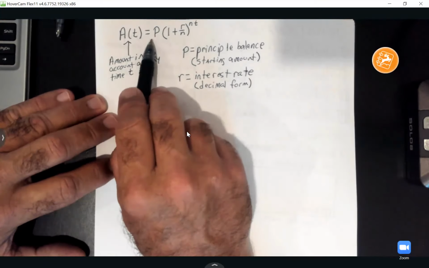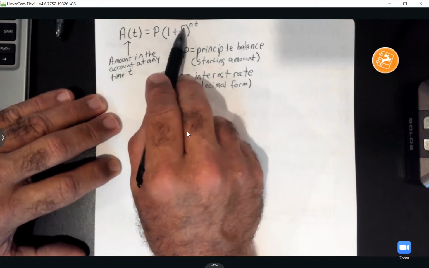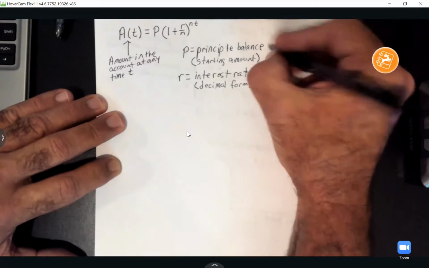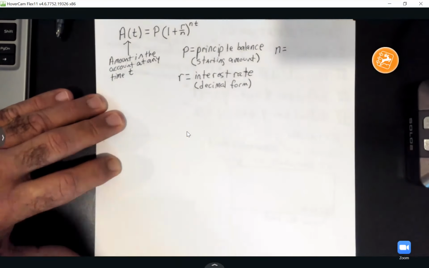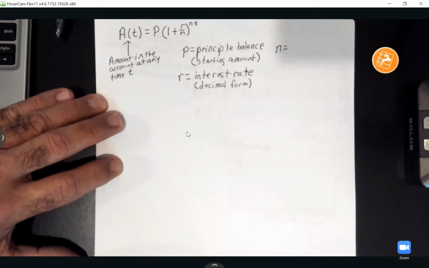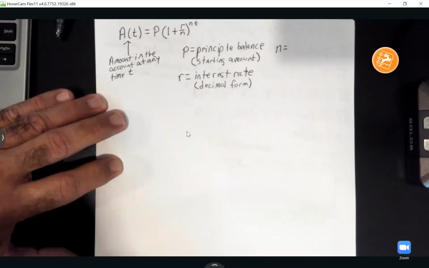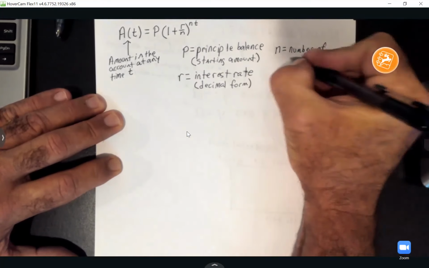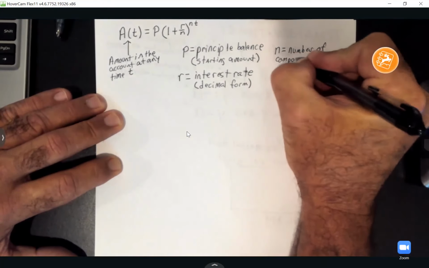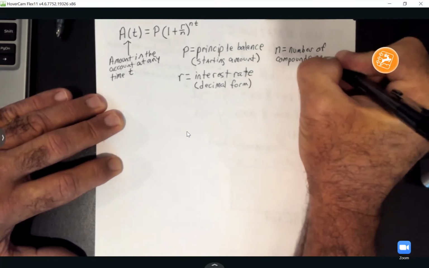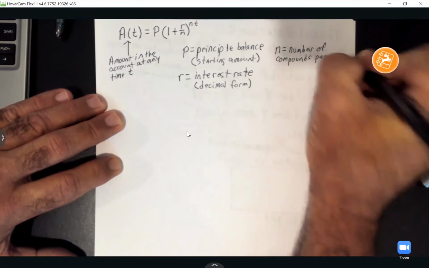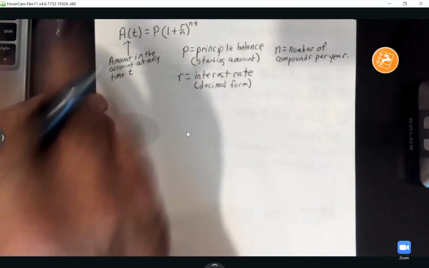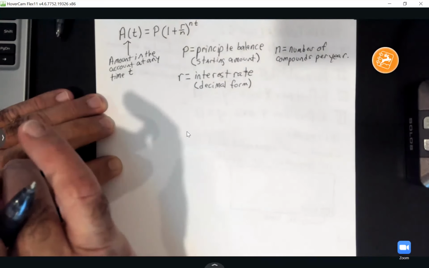Okay, so P was my principal balance. R was my interest rate. N is what we call the number of compounds per year. What that means, how many times a year are they figuring out the interest on this?